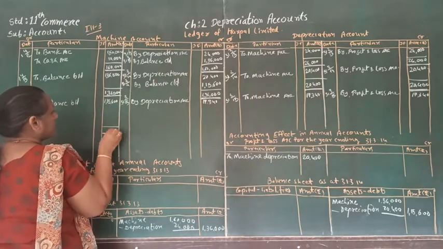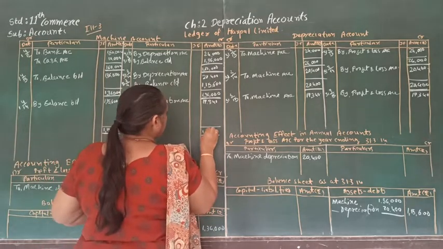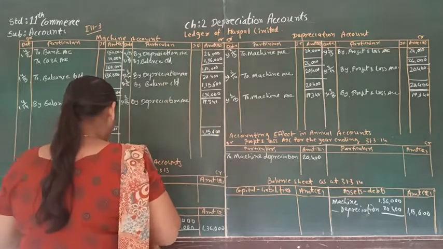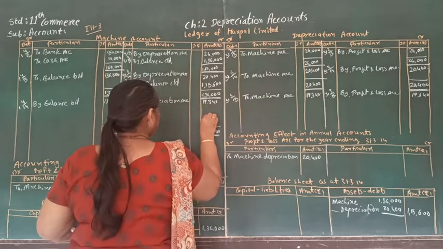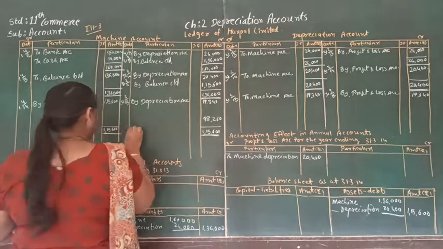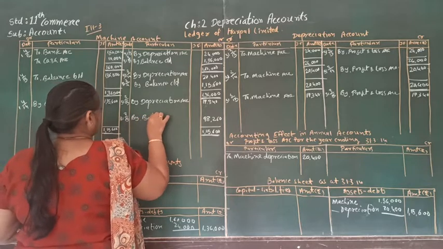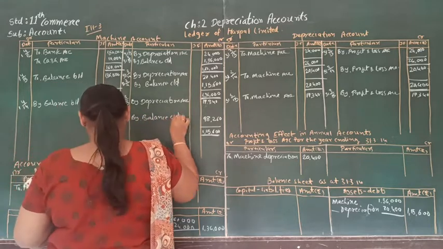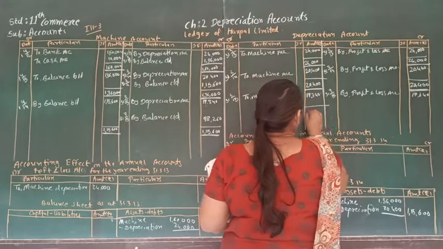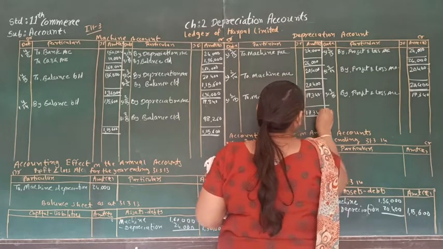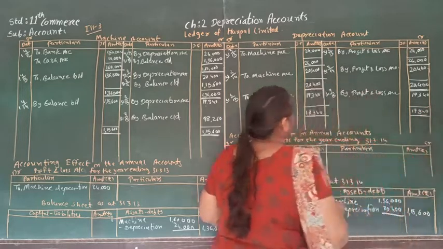Now let's close the machine account. So here we take the total of 1,15,600. If we deduct 17,340 from 1,15,600, the amount will be 98,260. So here 31st 3/15 by balance carried down. So this is how we are supposed to prepare the machine account. Now let's close the depreciation account. So here 17,340 and 17,340. So this account is also closed.